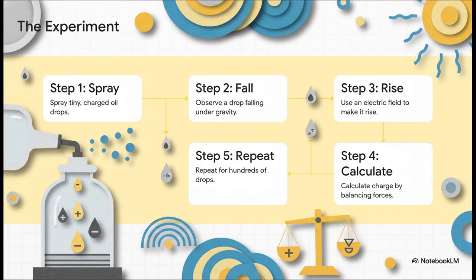But then, and here's the genius part, he would turn on an electric field, and he could make that droplet slow down, stop dead in midair, or even rise back up. By perfectly balancing gravity and the electric force, he could calculate the exact charge on that one tiny drop. And he did this over and over and over again.